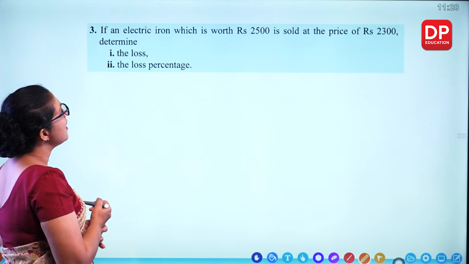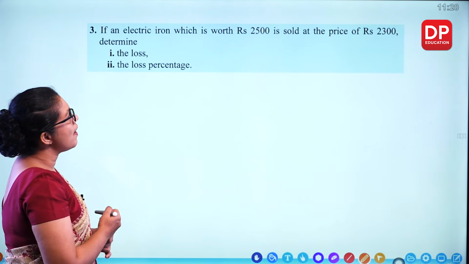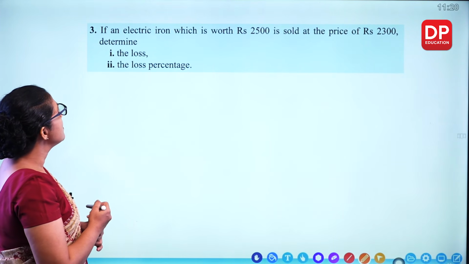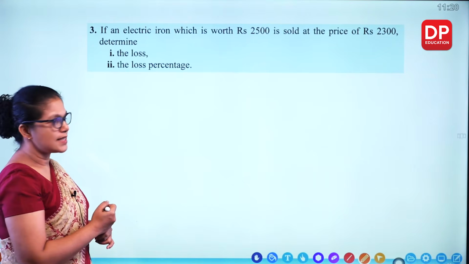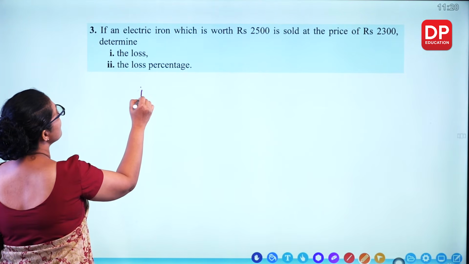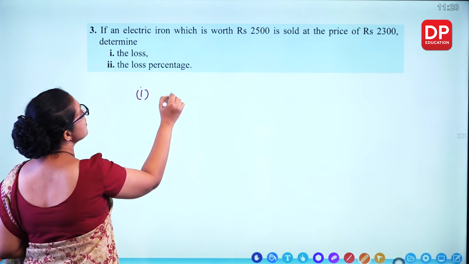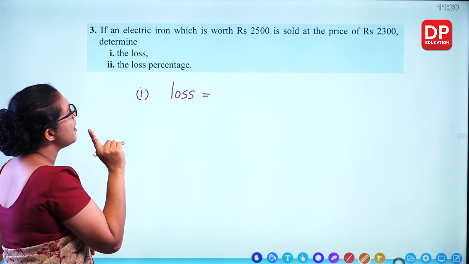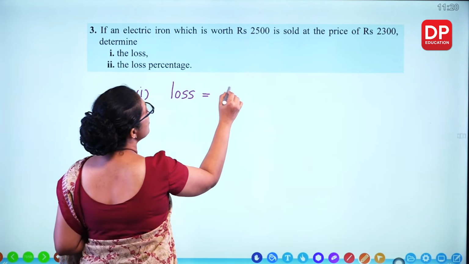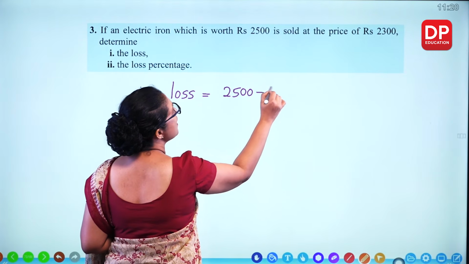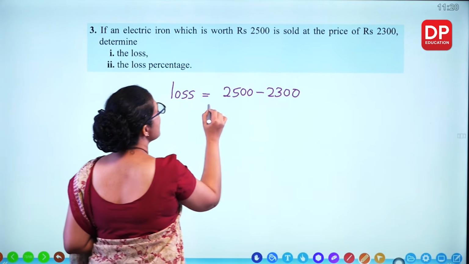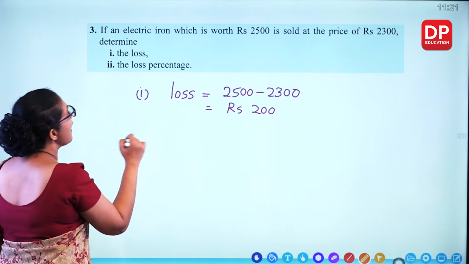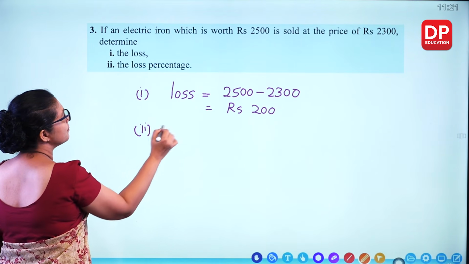If an electric iron which is worth 2,500 is sold at the price of 2,300, determine the loss and the loss percentage. How do you calculate the loss? The difference between the buying and the selling price. So 2,500 minus 2,300. That's 200 rupees. And what's the percentage loss?